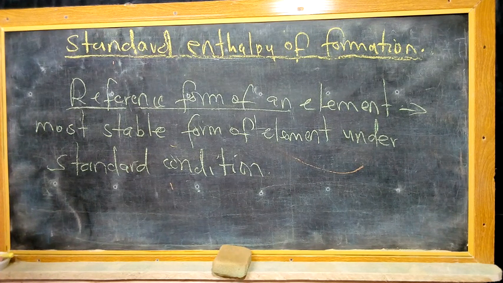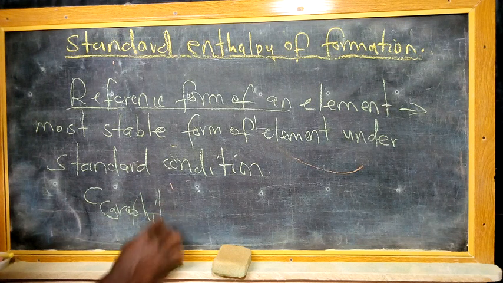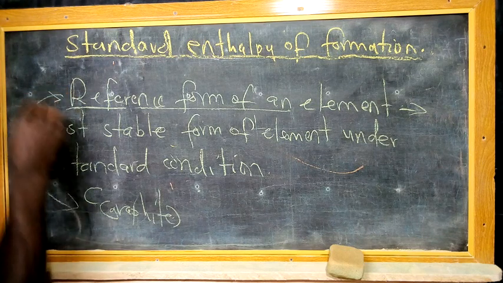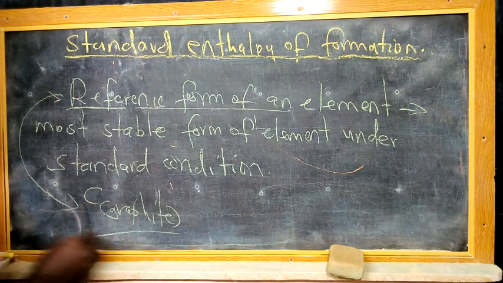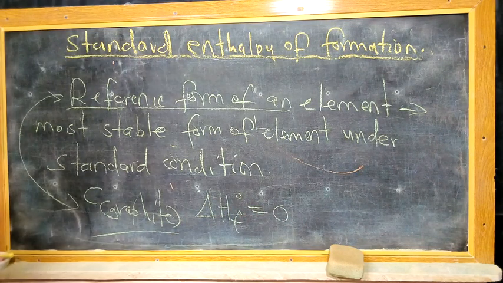So for that case, the standard enthalpy of formation of this kind of element, of course we have mentioned graphite, and graphite in this case is the most stable form of carbon. So its enthalpy of formation, using it as the reference form of the element carbon, its standard enthalpy of formation will be given as 0.